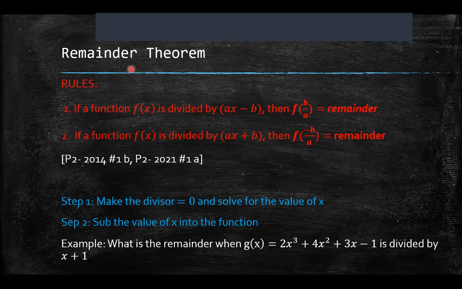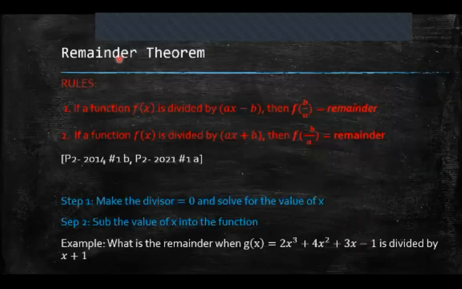So this is different from the rule that I gave last class, the remainder theorem. If a function f of x is given and is divided by ax minus b, then f of b on a is equal to the remainder. So you might be wondering, where exactly did they get b on a?